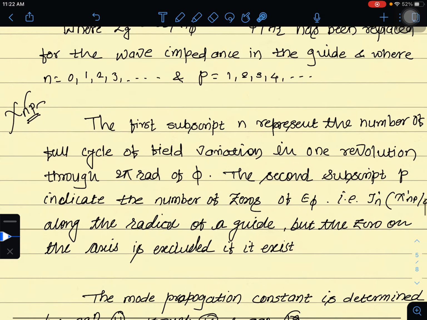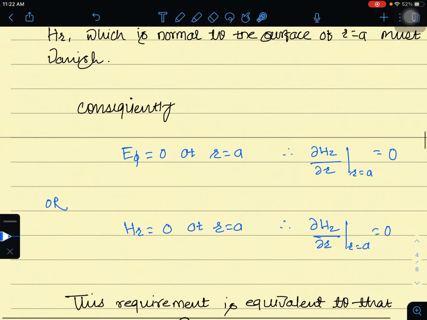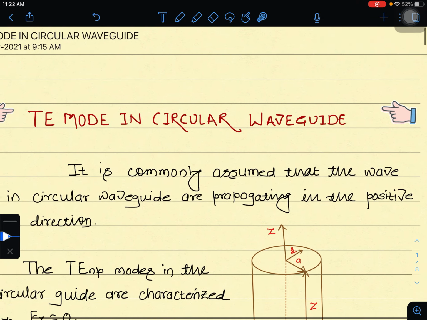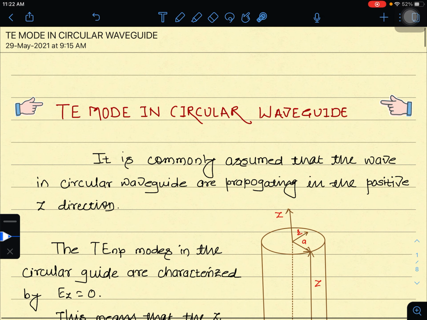So guys, it is all about the TE mode. The next one, the TM mode, is seen in the next lectures, and I hope our chapter is completed this week. So guys, that is completed regarding the TE mode.